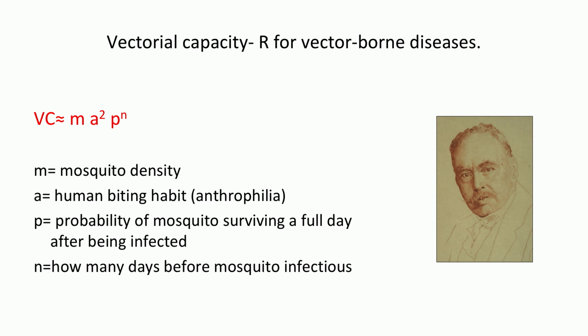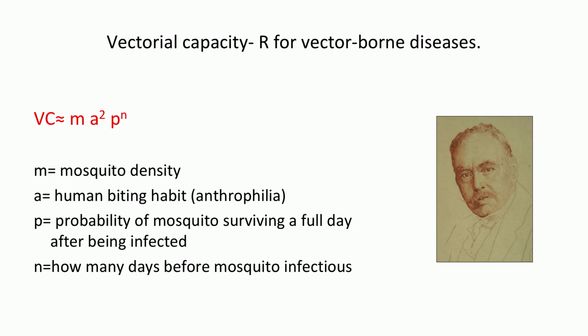This is the other great contribution of Ronald Ross to malaria. This is Ronald Ross on the right with his rather fine moustaches. He found that the vectorial, and he did this, subsequently it was developed by a gentleman called Macdonald, so it's called the Macdonald-Ross equation.